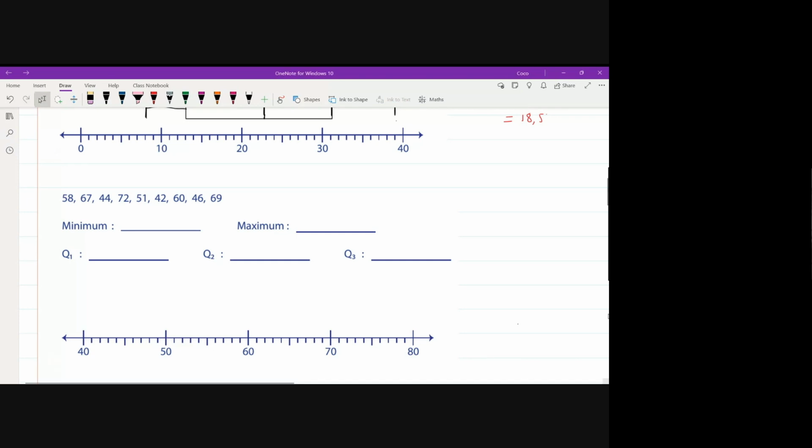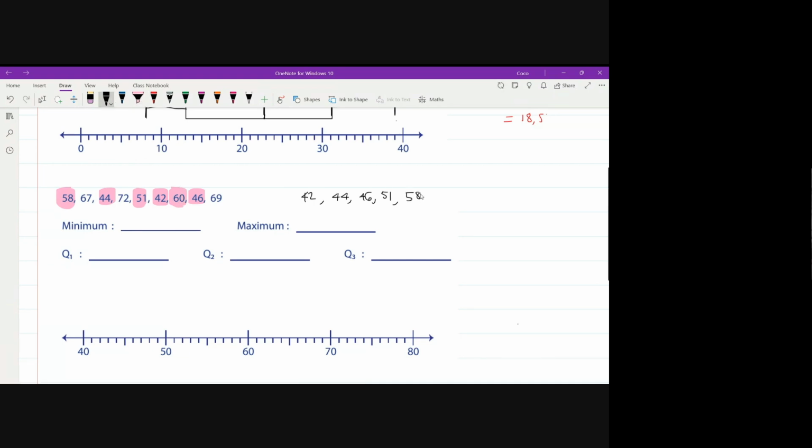Okay, let's start at the beginning. Right, first thing we're going to do is we're going to order our data from smallest to biggest. So we'll start with 42, 44, 46, so 42, 44, 46. And then from there we've got 51, 58, and 60.